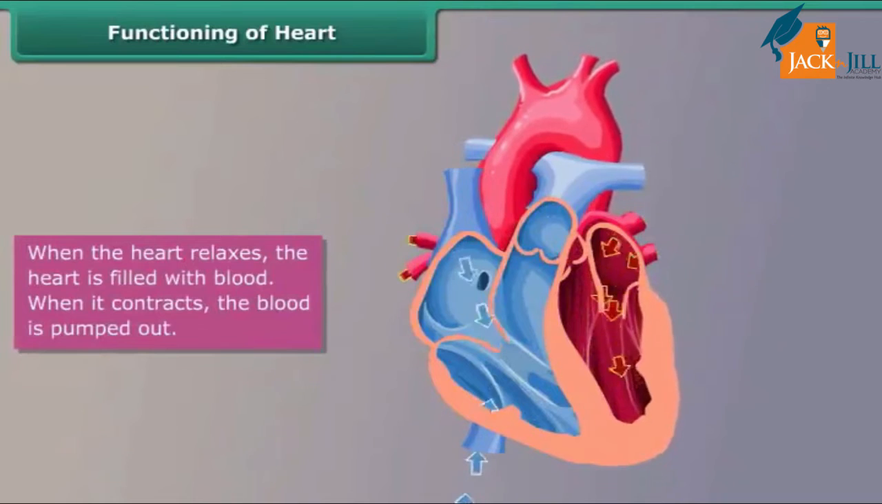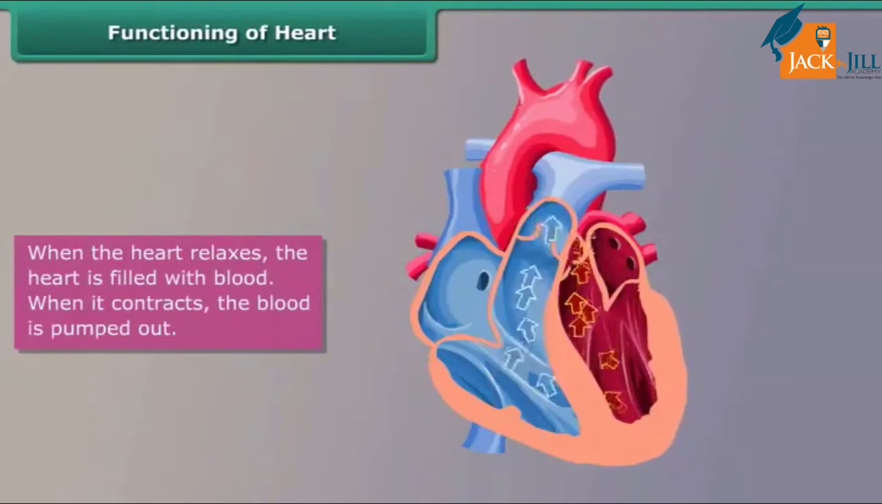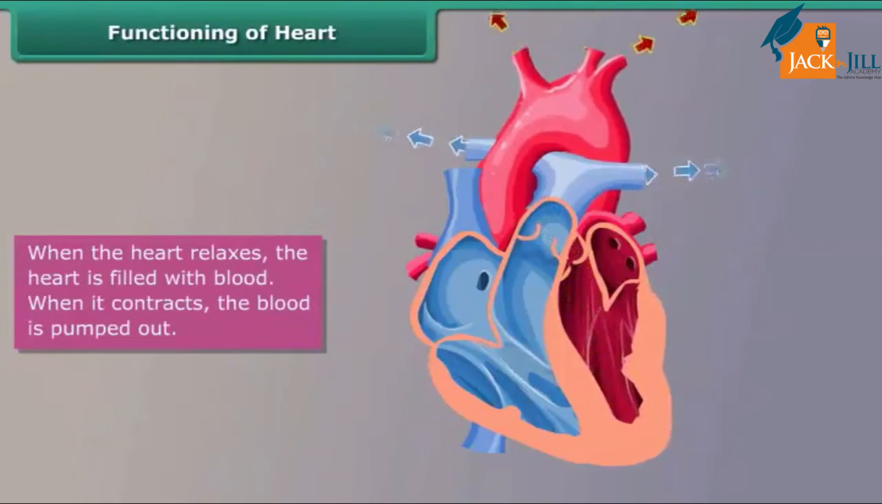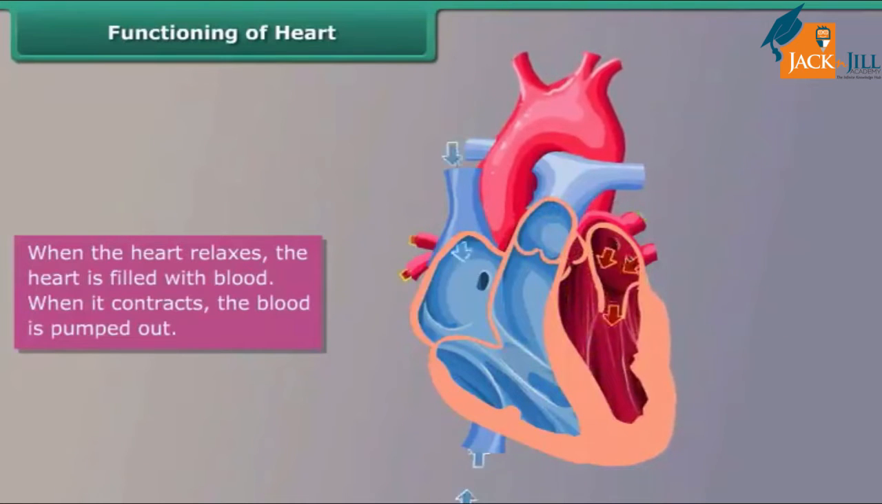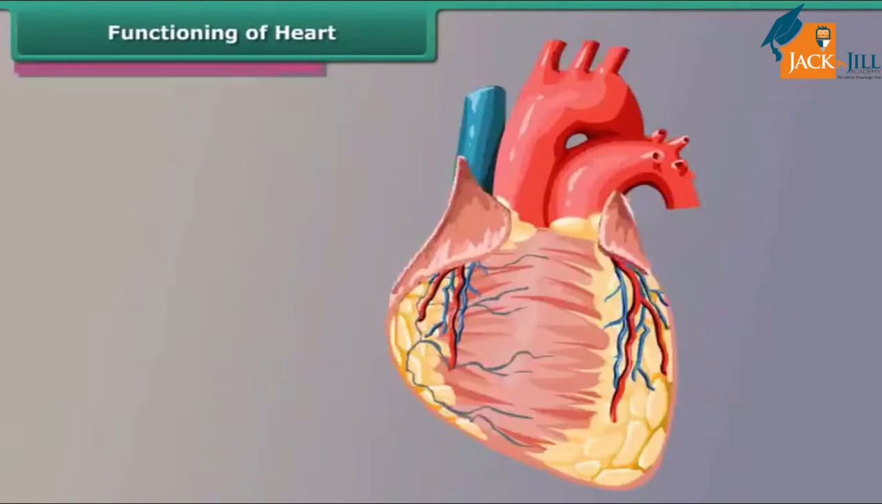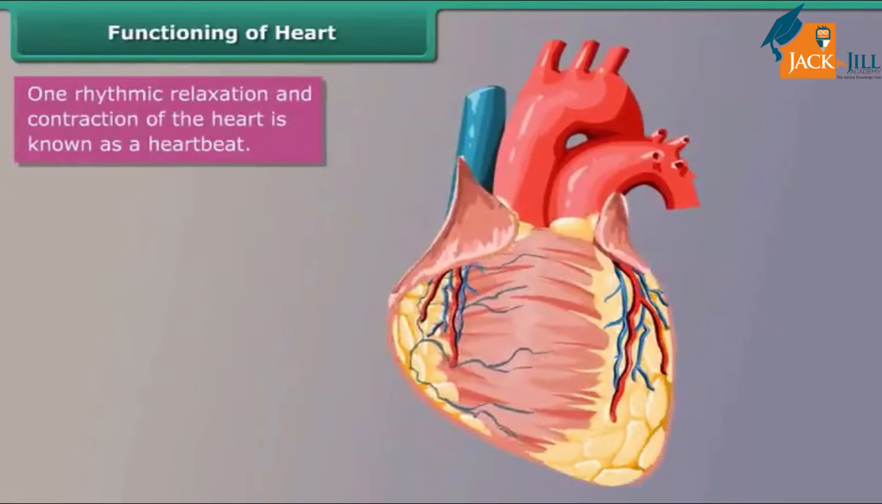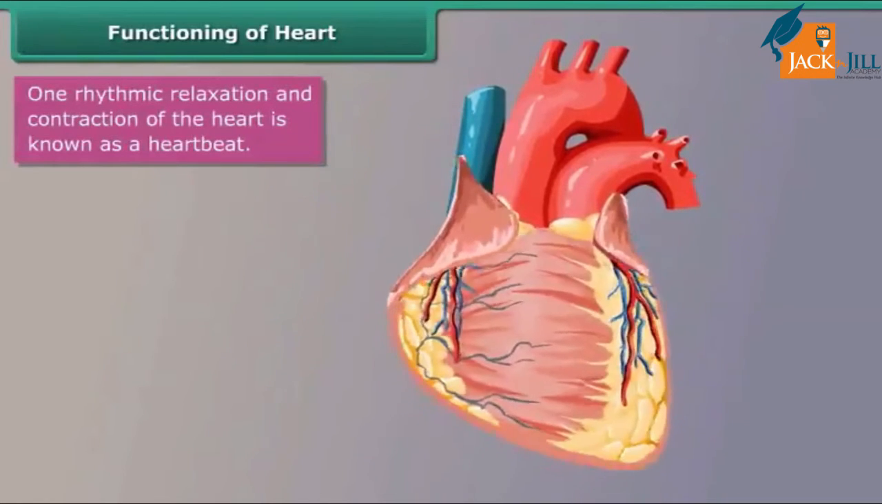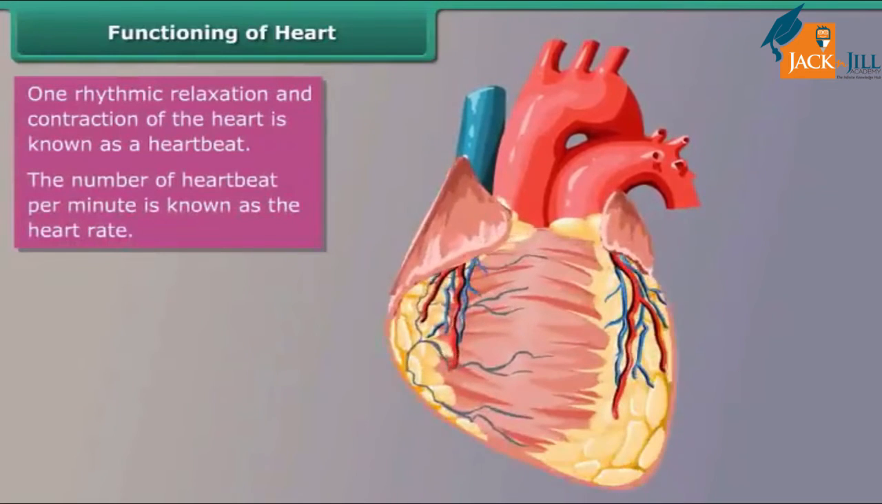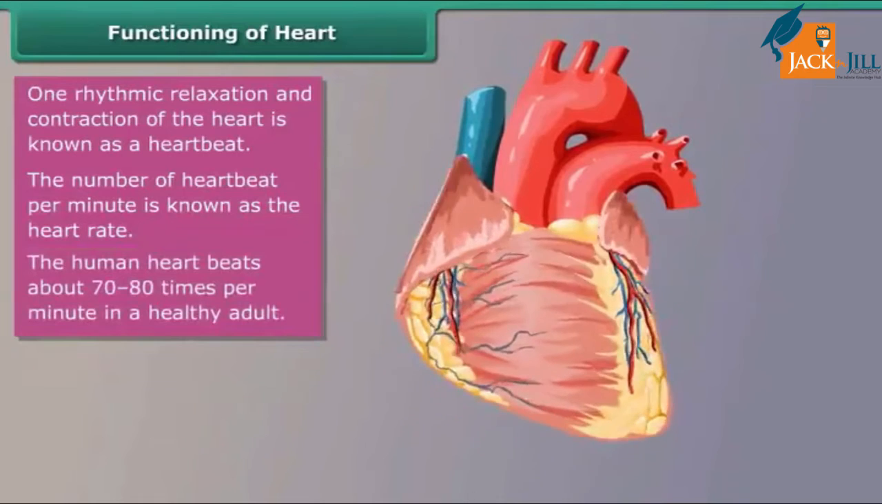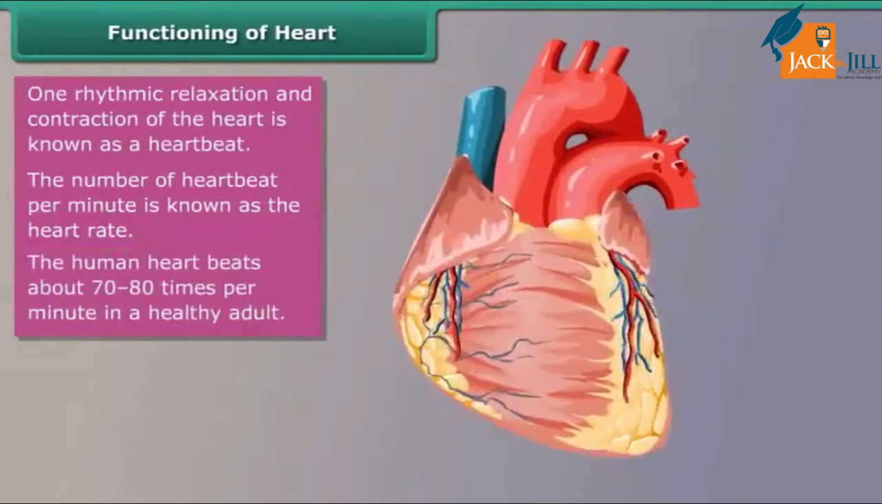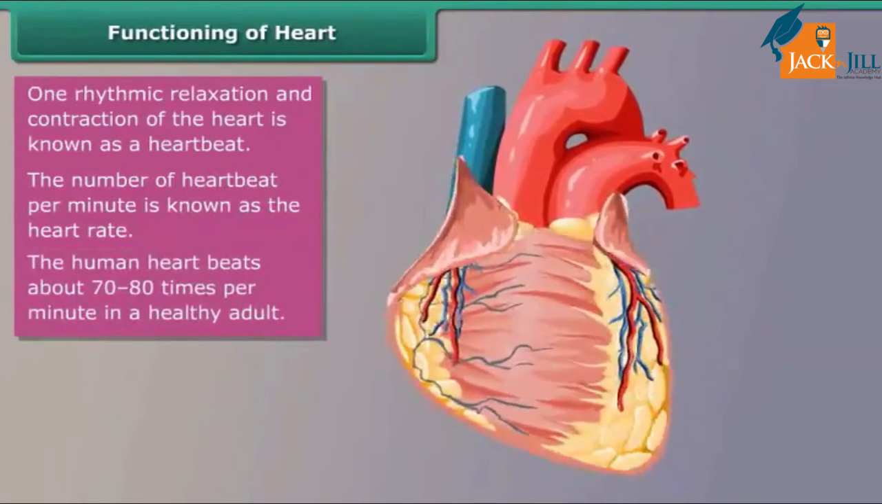When the heart relaxes, the heart is filled with blood. When it contracts, the blood is pumped out of the heart. One rhythmic relaxation and contraction of the heart is known as a heartbeat. The number of heartbeats per minute is known as the heart rate. The human heart beats about 70 to 80 times per minute in a healthy adult.